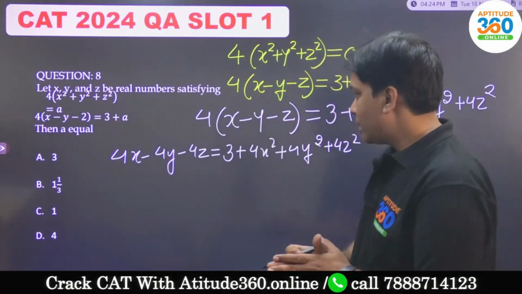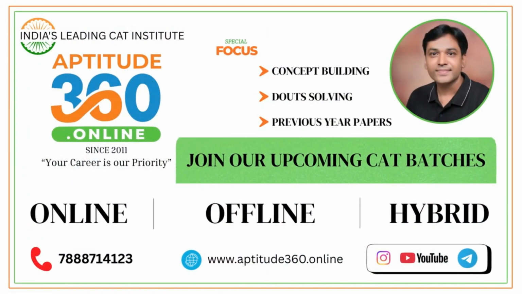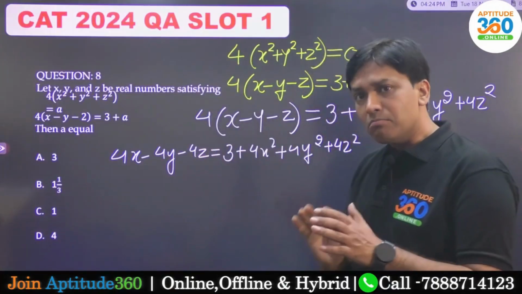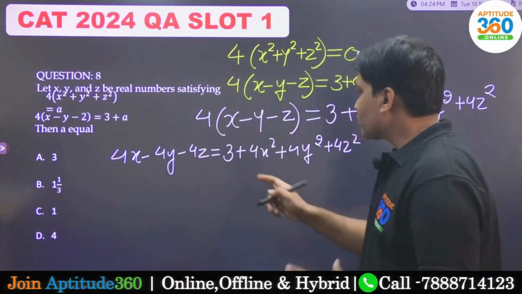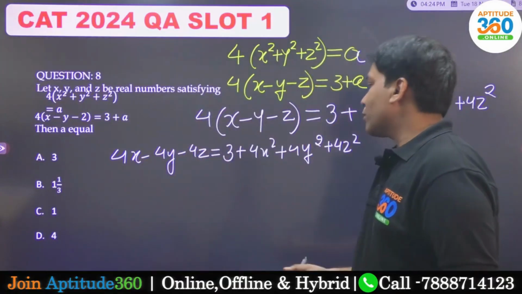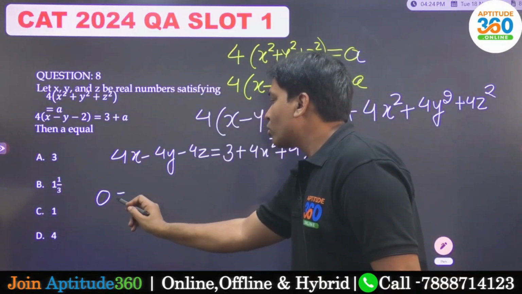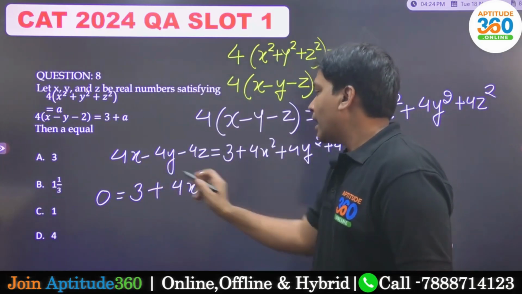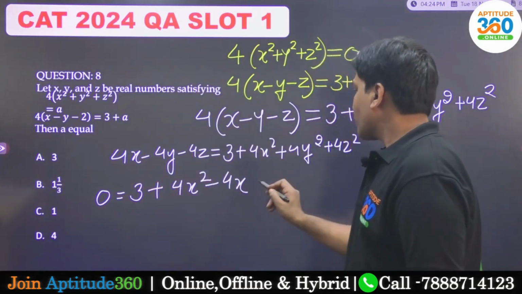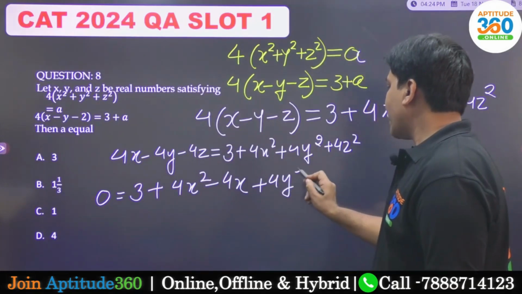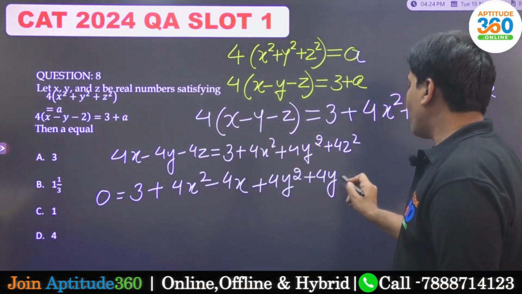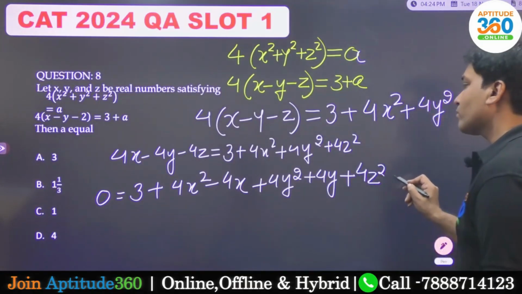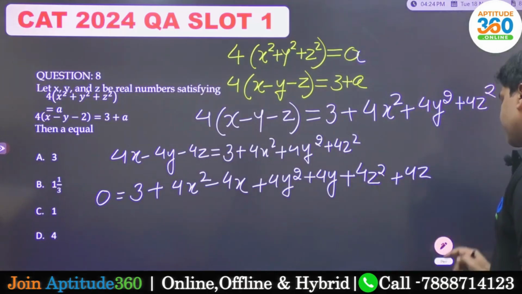What is our objective? If you look at it, this is 4x square and 4x. 4y square negative 4y. 4z square negative 4z. So there is something that we will have to do out here. So what if I take everything on this side of equality? So this becomes 0 equals to 3 plus 4x square negative 4x, right? Then 4y square plus 4 times of y plus 4z square plus 4 times of z.